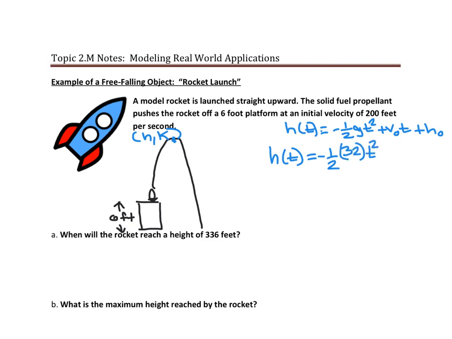times time squared. Our initial velocity is 200 feet per second, so I'm going to substitute 200 in there, and our initial height is 6 feet. So if I just kind of tidy up the model here, I've got a leading coefficient of -16 t squared plus 200 t plus 6. And this is going to be our model that models our height versus time of this rocket.